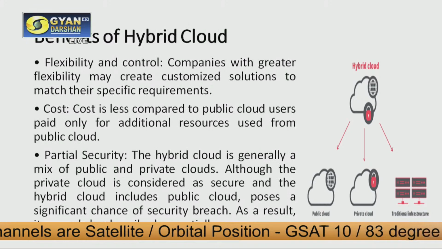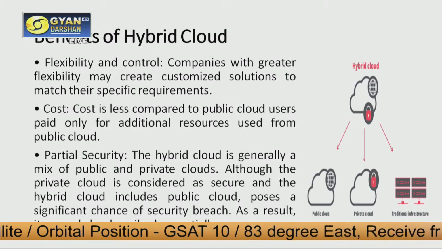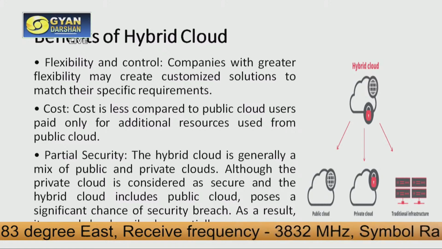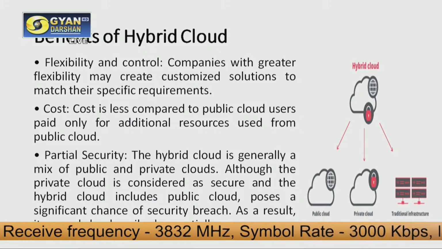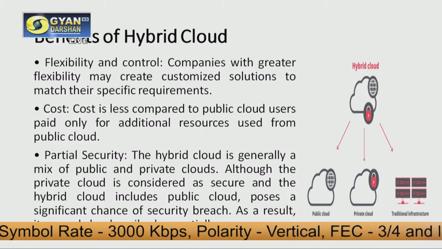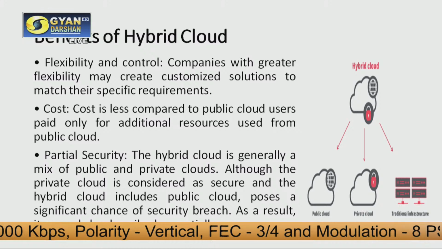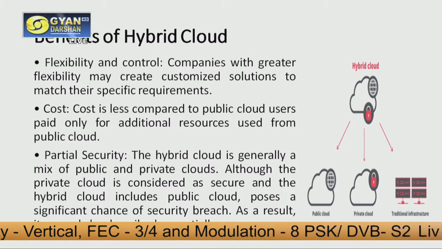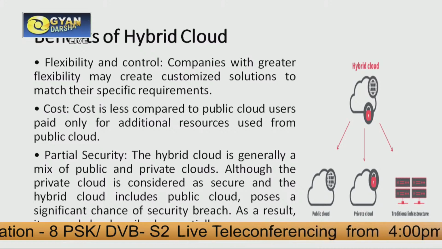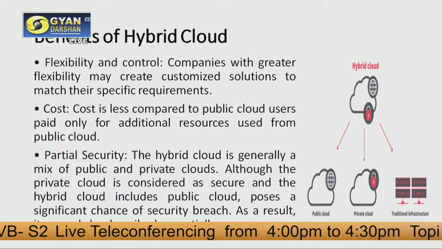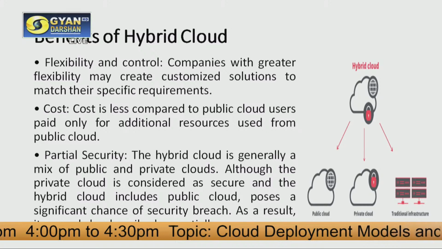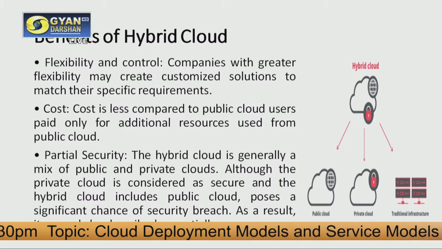So these are the benefits of the hybrid cloud, because hybrid cloud is the amalgamation of both public and private cloud. So there is flexibility and control. It is very difficult to maintain a hybrid cloud because we need to define the boundary up to which we want flexibility, and after which we want to have control. So what is the limit? Say 50-50 or 75-25 or 60-40 or what? What is the limit of flexibility and control? Companies with greater flexibility may create customized solutions to match their specific requirements, and greater flexibility means they are opting for more of the public cloud environment.